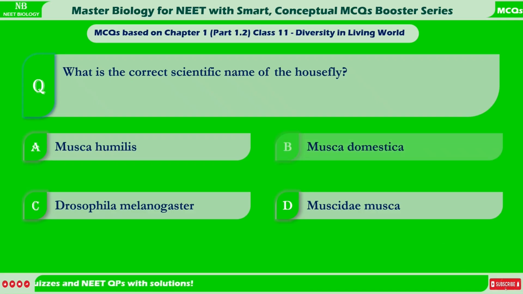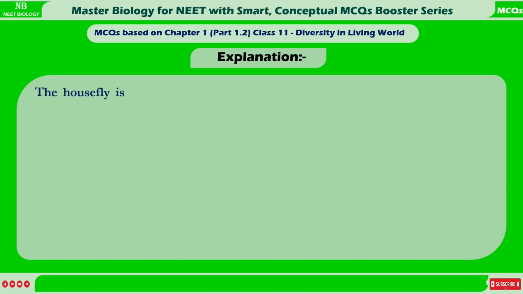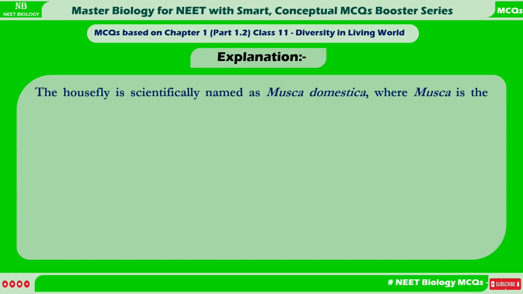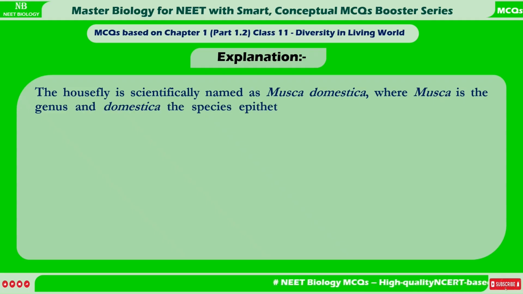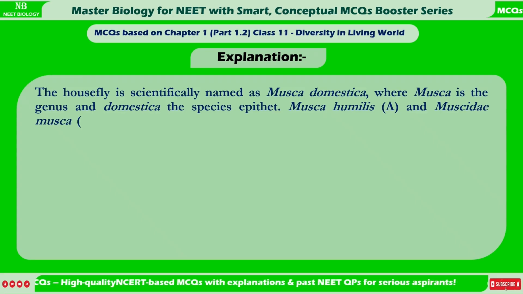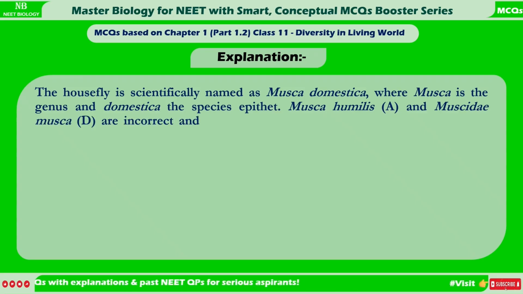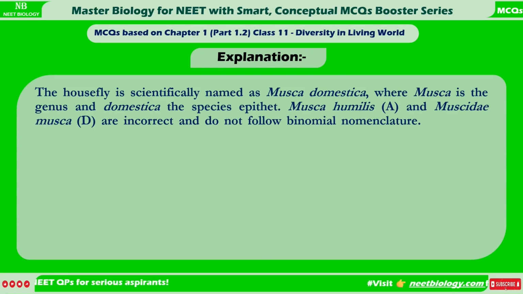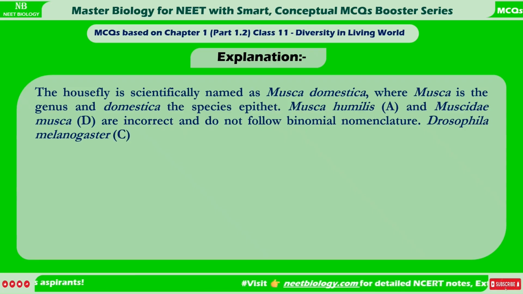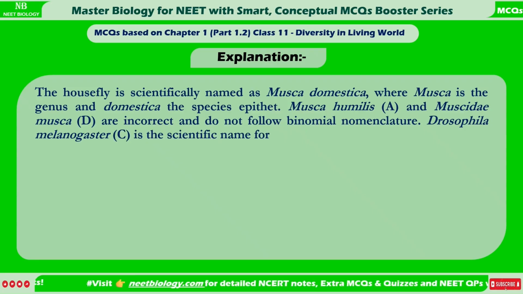Correct answer is B. Musca domestica. Explanation: The housefly is scientifically named as Musca domestica, where Musca is the genus and domestica the species epithet. Musca humilis, A, and Masaidi musca, D, are incorrect and do not follow binomial nomenclature. Drosophila melanogaster, C, is the scientific name for the fruit fly, not the housefly.